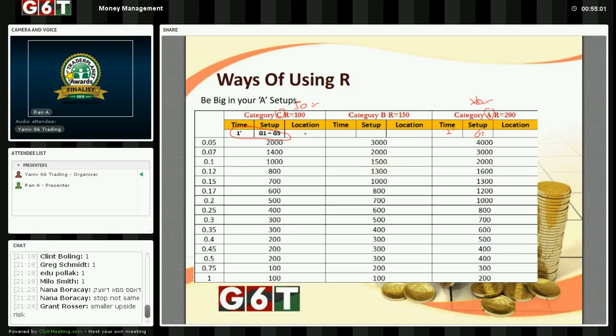But in order to do this, of course, why I said it's not for beginners, because you need to know your statistics for 1 year, 6 months. You need to look back and see, hey, those are the things that work best for me. Those are the setups I want to be big at.